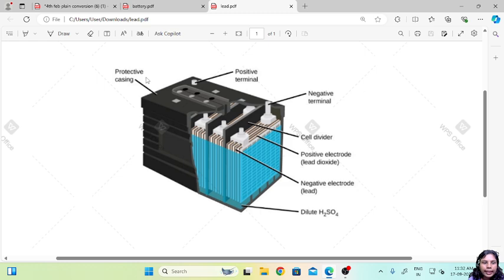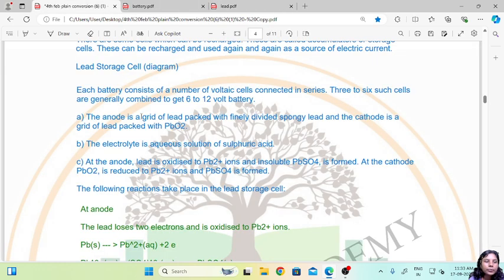So this is a lead battery. This is how a lead battery looks. If you see the outer part, it is usually plastic, so that is a protective casing. Then we have a positive terminal and a negative terminal here. We also have these cell dividers. Then we have the positive electrode, that is lead oxide. These are like sheets. So we have positive electrodes of lead dioxide, and the negative electrode of lead, and it is filled with a solution of dilute sulfuric acid.